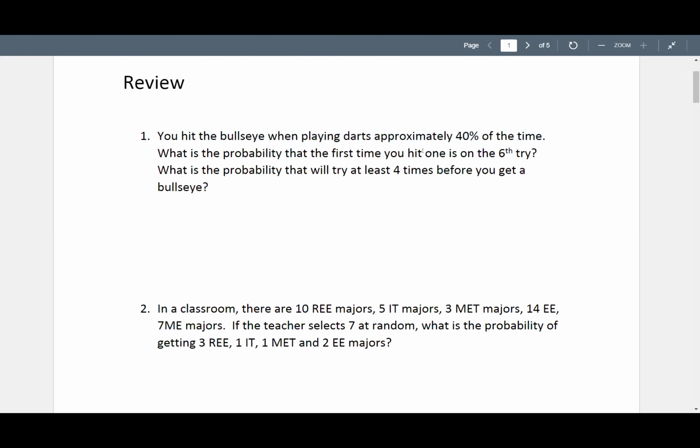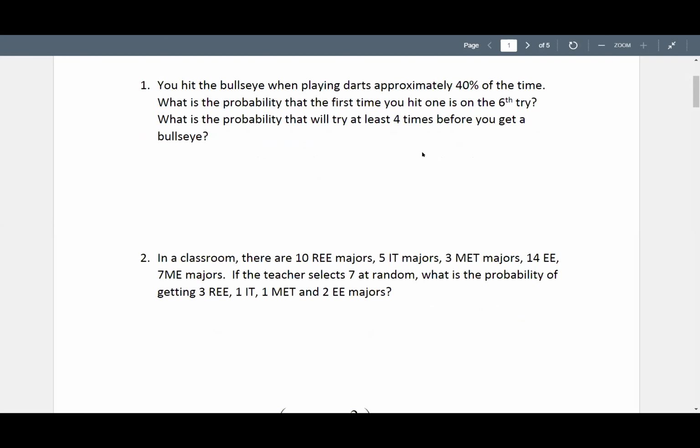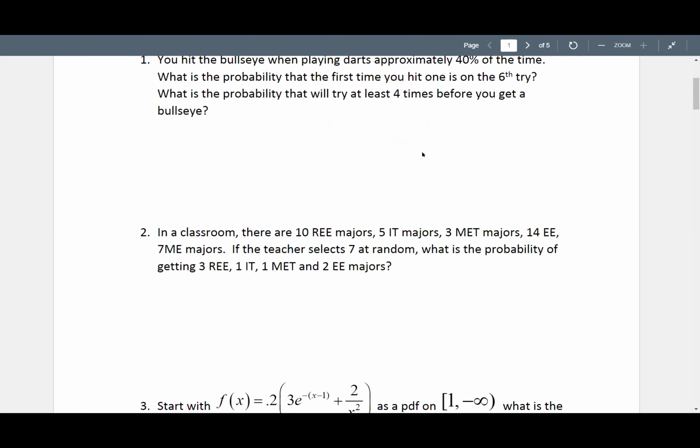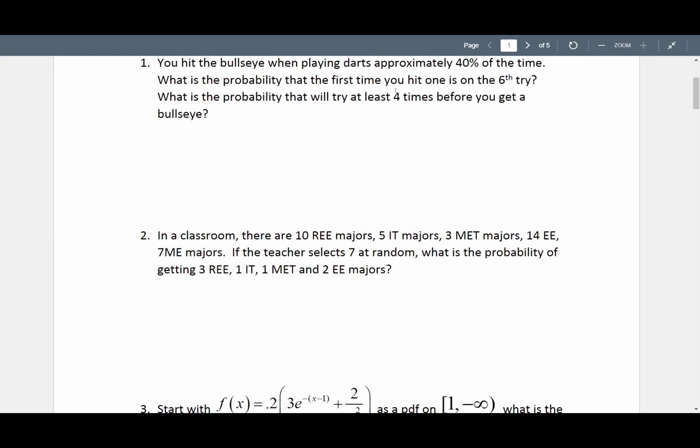And let's probably get at least. What's the probability you will try at least 4 times before you get a bullseye? That is also geometric. Yes. So at least 4 times before you get a bullseye. So at least. What's the difference between these two? This is a PDF, because it is on exactly the 6th try. When you say at least 4 times, we're talking about greater than or equal to.